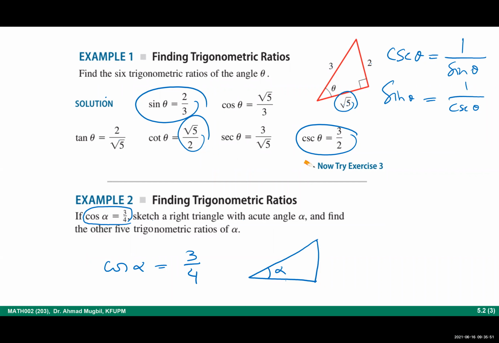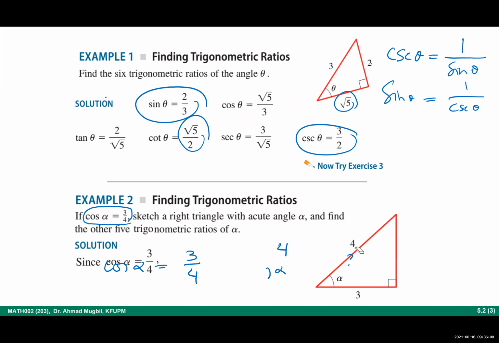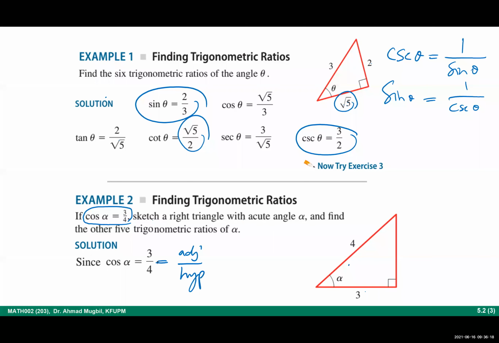The opposite of the hypotenuse? No, not the opposite. The adjacent. This is cosine: the adjacent over the hypotenuse. The adjacent, we don't know what it is. It is not given for us. So cosine alpha equals the adjacent over the hypotenuse. This is the adjacent, this is the hypotenuse, and this is alpha. Now what is missing is this side. Let's call it x.